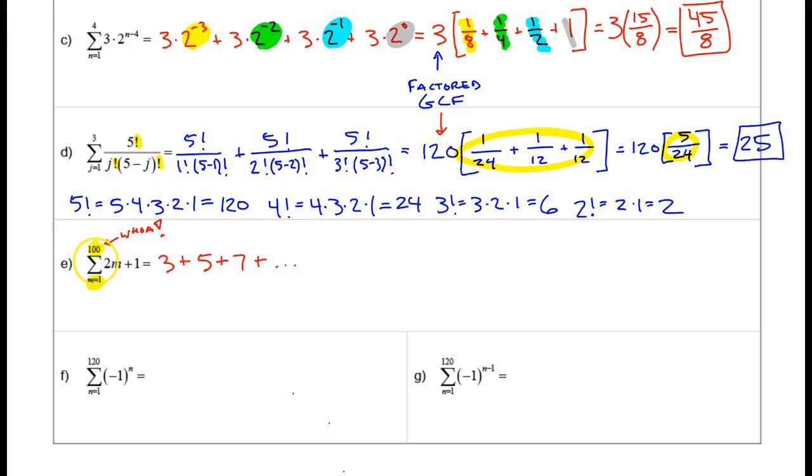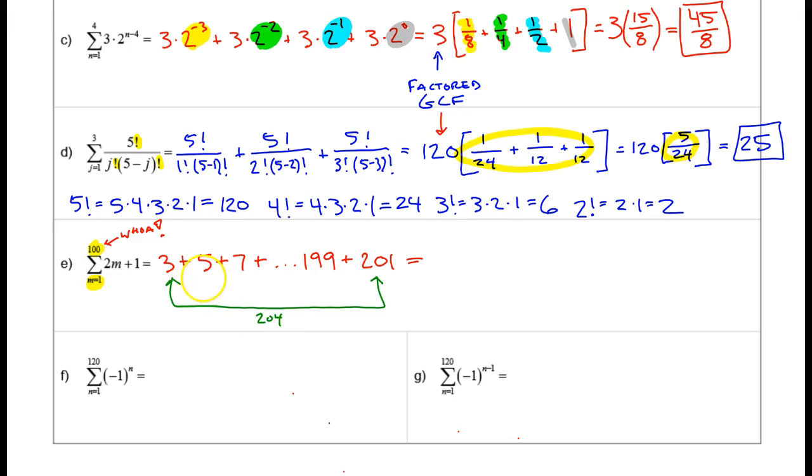So let's think about the 99th term. I'm going to do 2 times 99, that's 198, plus 1, which gives me 199. My final term is going to be 2 times 100 plus 1, or 201. So let's take a look at this. I wonder if there's some kind of pattern that we could see here. Well, let's just consider the following. What is 3 plus 201? Pretty sure if I add those two numbers up, I get 204.